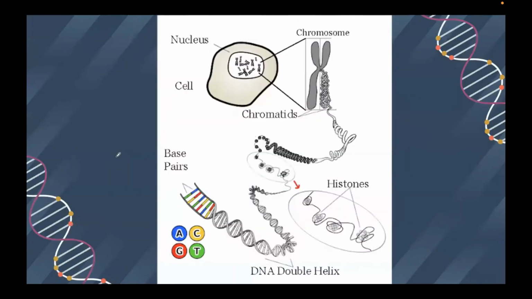Saan po ba nakalocate ang ating DNA? Okay, ang ating DNA, it is basically located in the cell, okay, living organism, particularly in the nucleus. Cell muna, tapos nucleus. Sa ating nucleus, nandun ang ating mga chromosomes. Ano po bang laman ng chromosome, ma'am? DNA lang po ba? Hindi po.